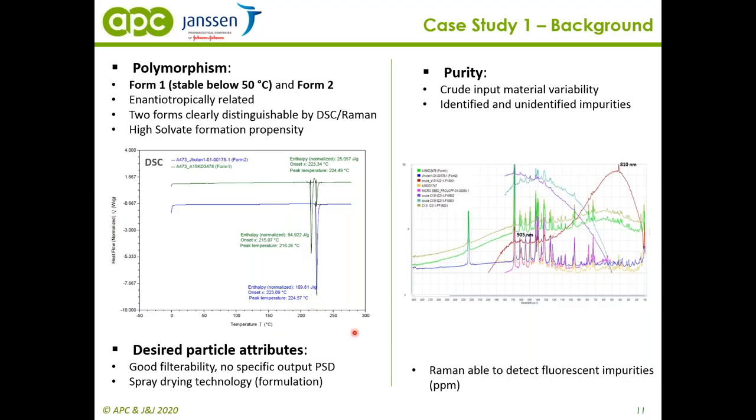Before going to the solvent selection, I just want to briefly introduce you to the background of the compound. In this case, we have two polymorphs, and they are enantiotropically related to each other. The desired one is form one, which is the one Janssen went for as the commercial form, and it's only stable below 50 centigrade. When we got two forms here in APC, we performed DSC analysis as well as Raman, and we found out they can be clearly distinguished, not only by DSC but also by Raman, which is always a benefit, because especially in early development you can work with smaller quantities.